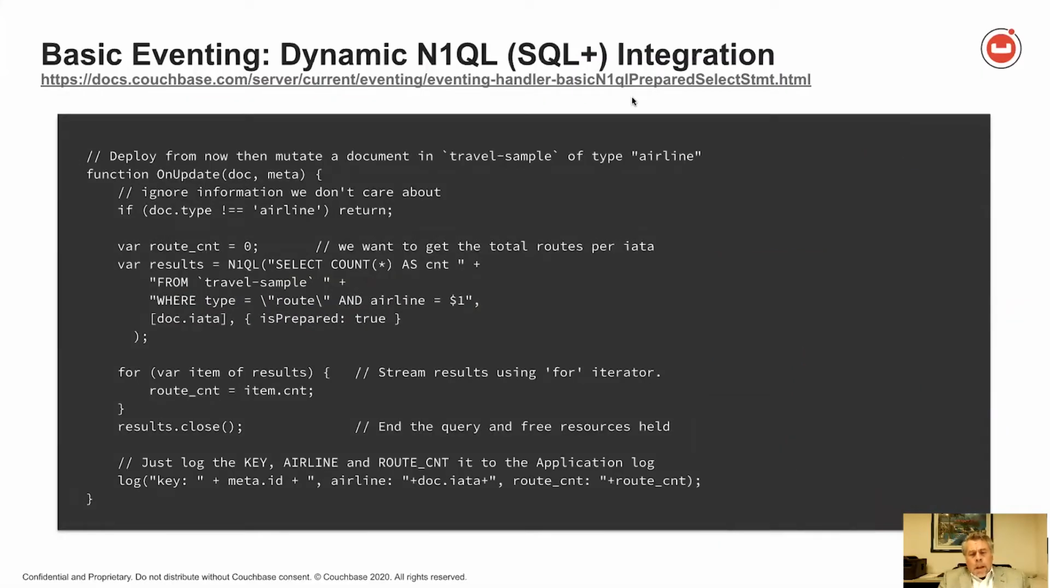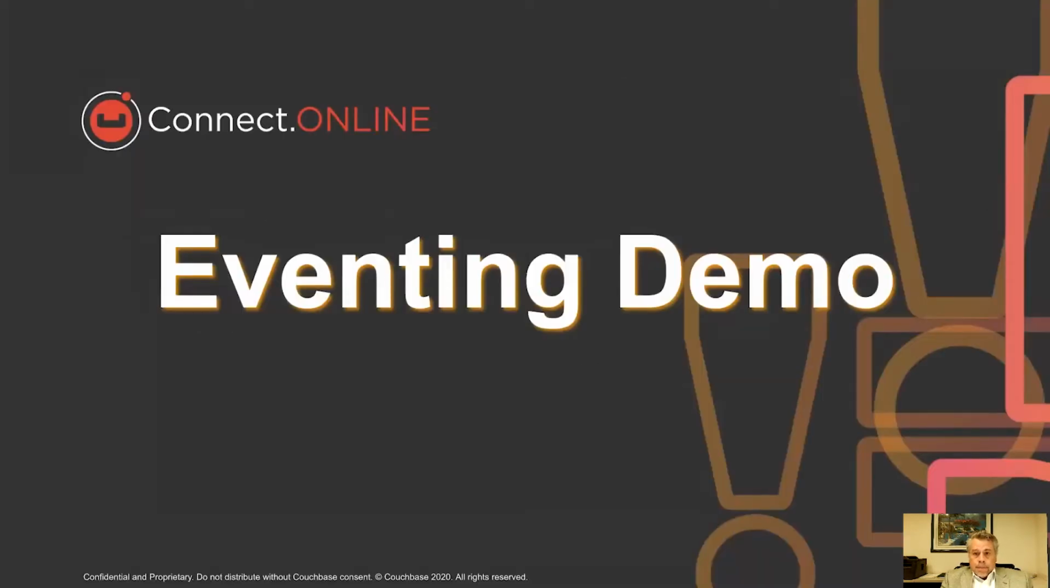Okay, the next set of eventing integrations that we're going to talk about is Nickel. Nickel is SQL that's been enhanced to work with JSON. It's a very powerful language, and it can be embedded directly into eventing. So let's go there. Now we'll look at an example of an embedded Nickel statement.